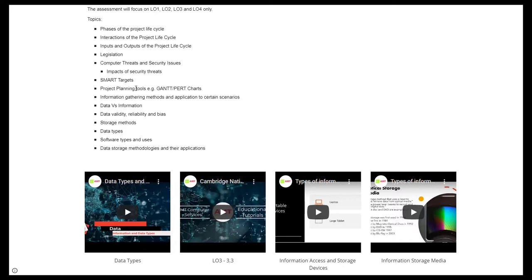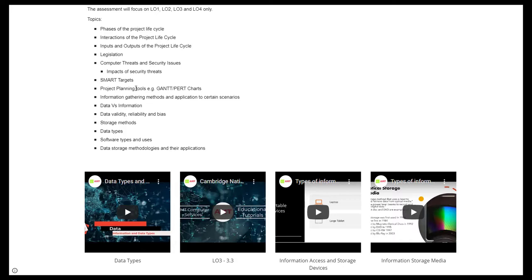And then finally, you need to understand data storage methodologies and their applications. This is how data storage works and how it stores onto a disk, for instance, how it stores on a magnetic disk, how it stores on flash memory. That's quite a high level topic, but it is something that you have covered in the past 3 years.